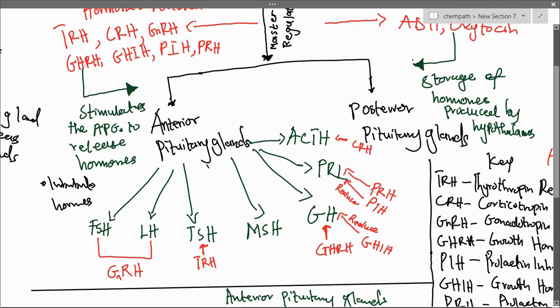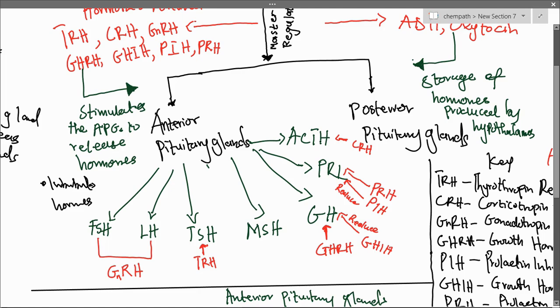So for prolactin too, we have prolactin releasing hormone and prolactin inhibiting hormone. The prolactin inhibiting hormone inhibits the production of what? Prolactin. And the prolactin releasing hormone increases the production of what? Prolactin.